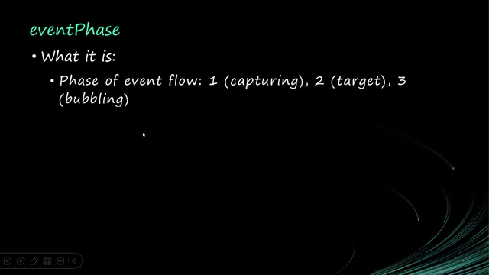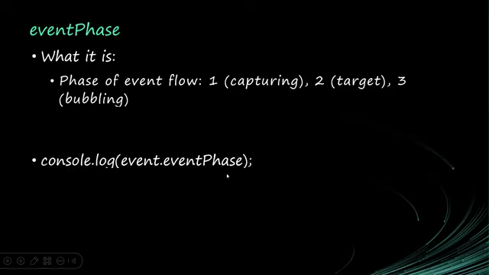There's something we already know about the event phases. When we talk about event propagation, there is the capturing phase, the target phase, and the bubbling phase. When it is in the capturing phase, eventPhase will give you 1. In the target phase, eventPhase will give you 2. In the bubbling phase, eventPhase will give you 3. Remember, to capture the event you have to set the capture option to true. Remember, we did it in the last session.